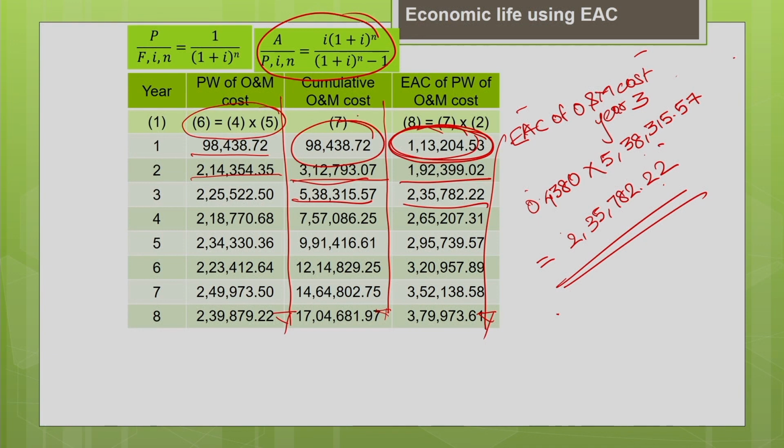So, now you find the cumulative operating and maintenance cost, add everything. Now, your column 8 will be the equivalent annual cost of the present worth of the operating and maintenance cost. How to find that? You know the present value of your operating and maintenance cost. You multiply this column by the uniform series capital recovery factor, that is column number 2. So, column 7 multiplied by column 2 gives you the equivalent annual cost of the operating and maintenance cost.